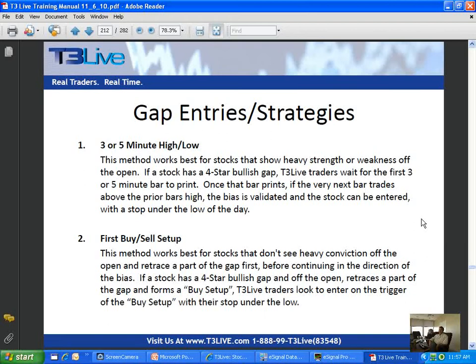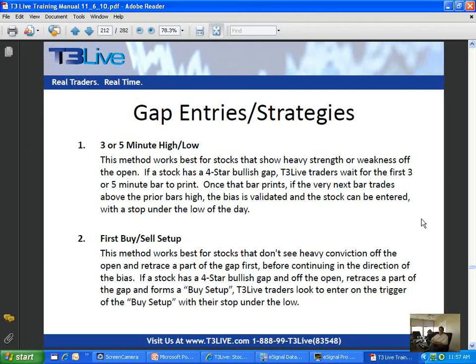Okay, now let's get into the actual good part, which is the gap entry and the gap strategies. The 3 or 5 minute high-low. This method works best for stocks that show heavy strength or weakness off of the open. If a stock has a 4-star bullish gap, T3 traders wait for the first 3 or 5 minute bar to close. Once that bar closes, we say prints. Prints closes is basically the same thing. If the very next bar trades above that bar's high, the bias is validated and the stock can be entered with a stop under the low of the day.